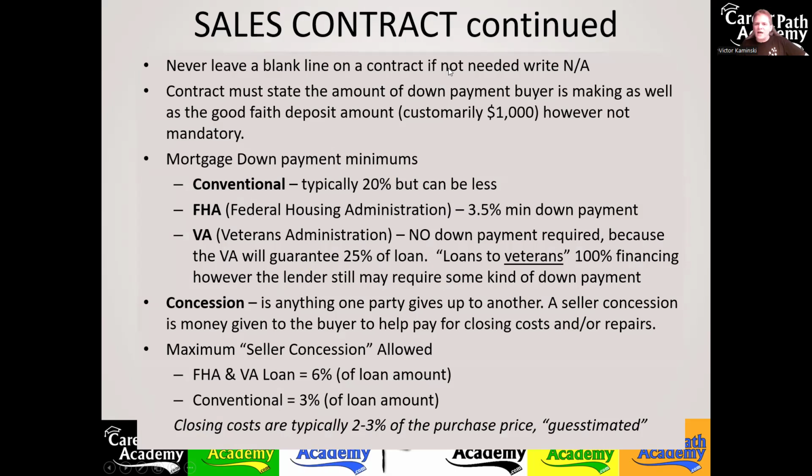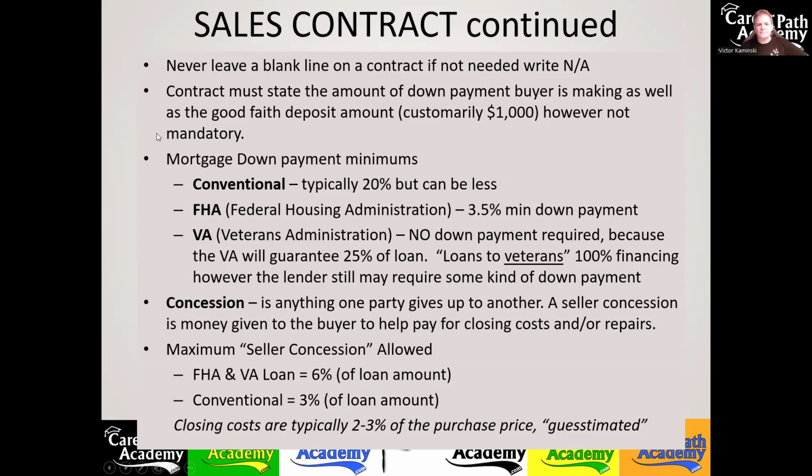Never leave a blank line on a contract. If something is not needed on this universal 1 to 4 family contract, you could just write NA, not applicable, there or put a line through it and then have people initial next to those things. Contracts must state the amount of down payment the buyer's making, as well as any good faith deposit, customarily $1,000. However, it's not required by law.